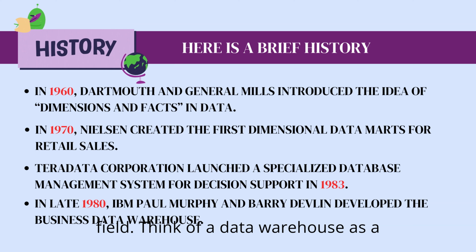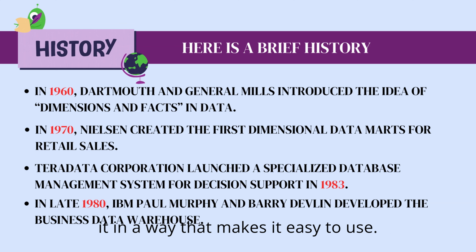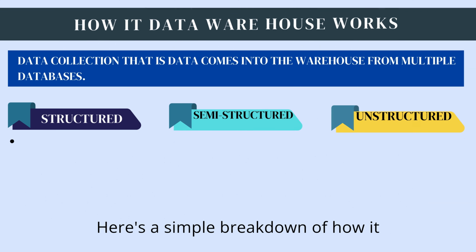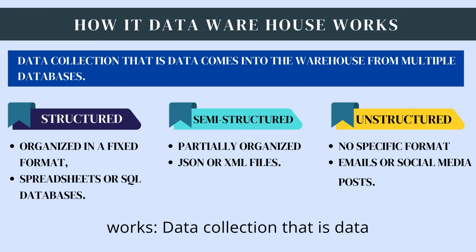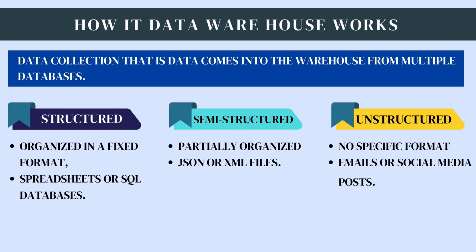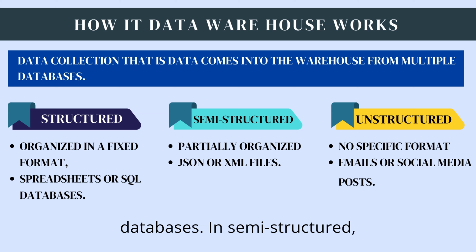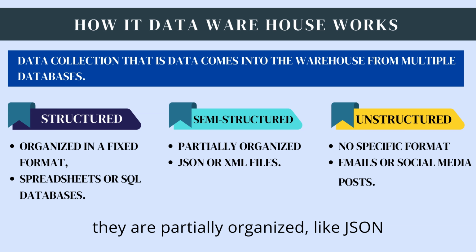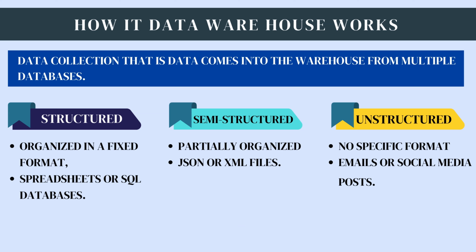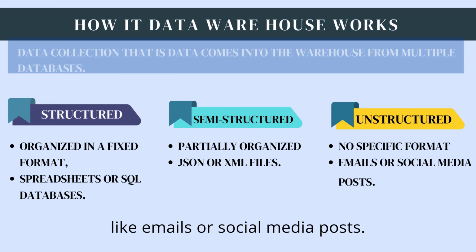Think of a data warehouse as a powerhouse for information, receiving data from various sources and organizing it in a way that makes it easy to use. Here's a simple breakdown of how it works. Data collection, that is, data comes into the warehouse from multiple databases. This data can be structured, which means organized in a fixed format, like spreadsheets or SQL databases. Semi-structured data is partially organized, like JSON or XML files. Unstructured data has no specific format, like emails or social media posts.